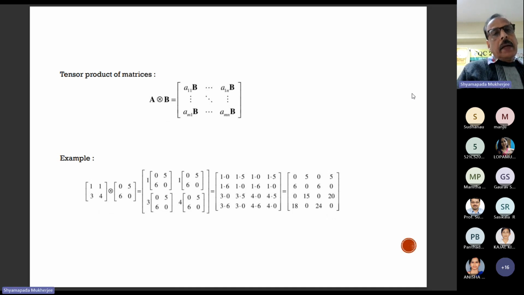So the tensor product between two matrices, you see, this is the formula in general. A tensor product B is equal to A11, A1n, AM1, and so on, each element multiplied with the whole matrix B. You see in the example given, 1, 1, 3, 4 tensor product 0, 5, 6, 0. So 1 multiplies with matrix B. Again, in the next block, 1 is again multiplied with the matrix. Then 3 multiplies with the matrix B. Again, 4 is multiplied with the matrix B. And the net result is this. Got my point? Understood the tensor product? Okay.